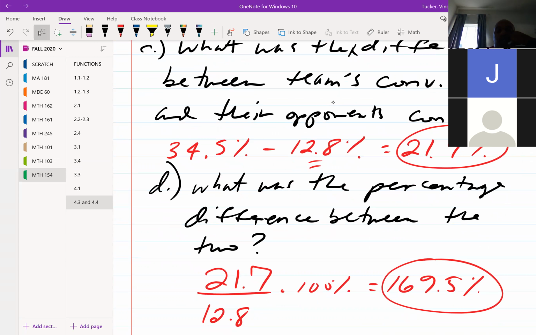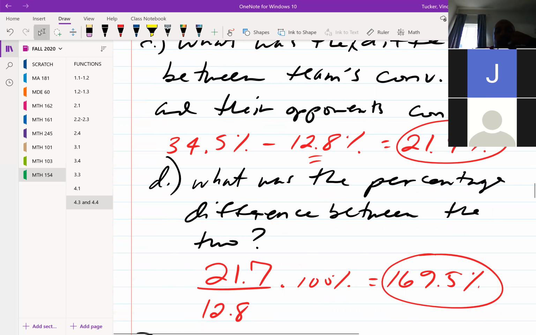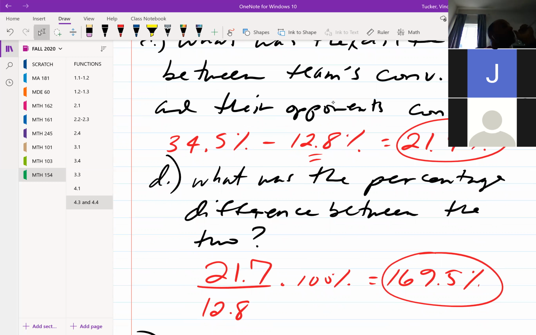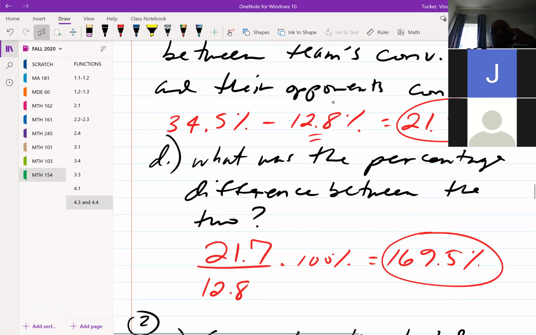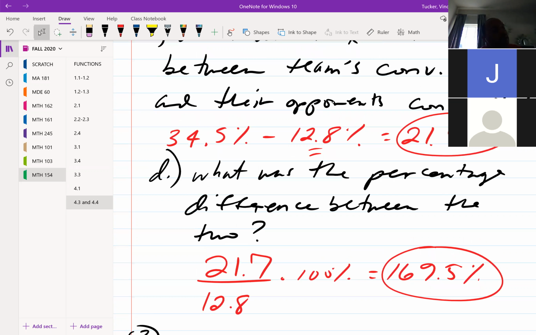And what was the percentage difference between the two? So if you're comparing the team's rate to the opponent's rate, you take that 21.7 and place it over 12.8. The 12.8 was the opponent's score rate. And you can say that the team scored 169.5% more than the opponent. So that's why you put the opponent in the denominator. All right, any questions?